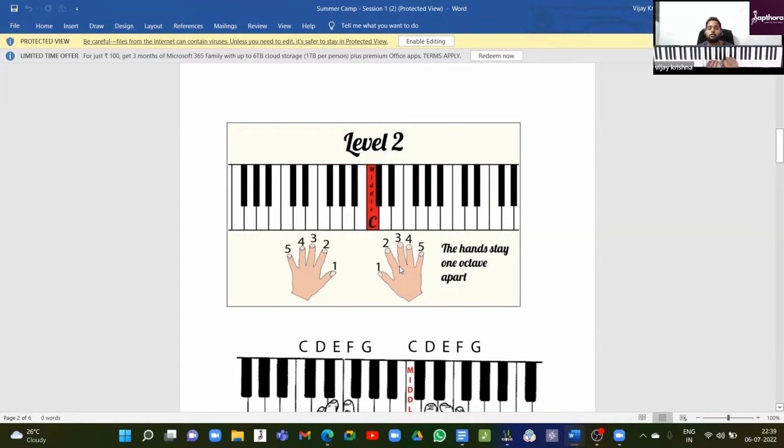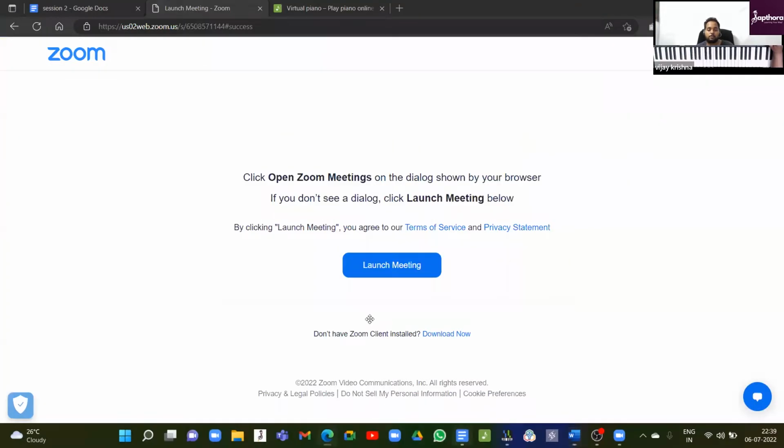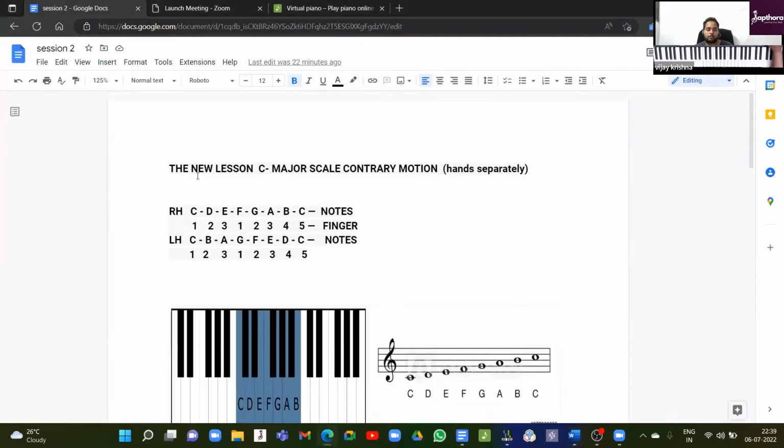You can do this quietly, like 1, 2, 3, 4, 5. The thumb finger is 1 for both hands, then 2, 3, 4, and 5. And the little finger is 5, then 4, 3, 2, and 1. Once you have remembered these finger numbers, we move to today's lesson, the C major scale contrary motion. The contrary motion is very simple to understand.